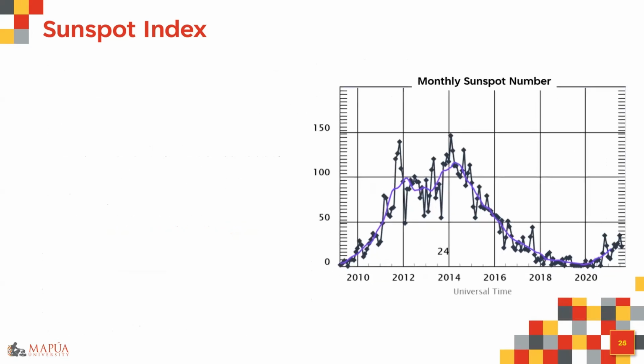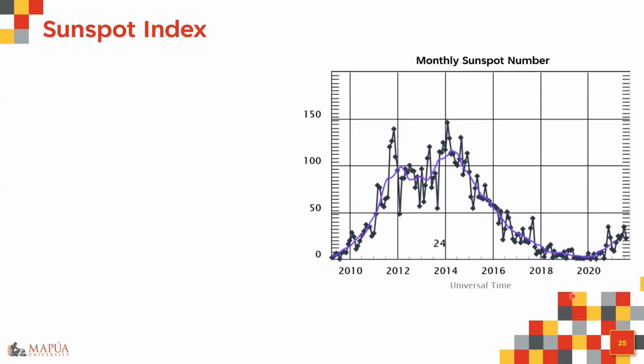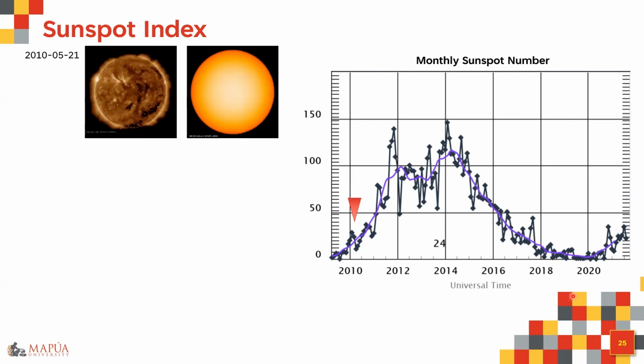Okay, so relatively, if we're going to look at here, this is your solar cycle 24, and if you're going to observe the sun in both extreme UV and visible, let's say for example in 2010, May 21, the sun would look like this. So we notice here that there are very small bright spots, so that means the activity of the sun is very low.